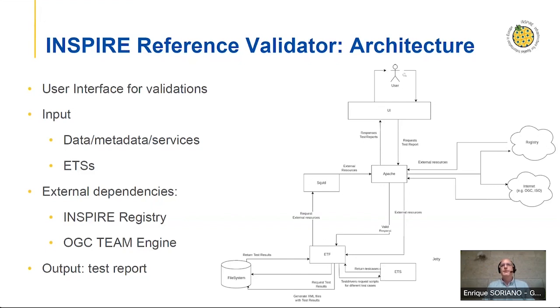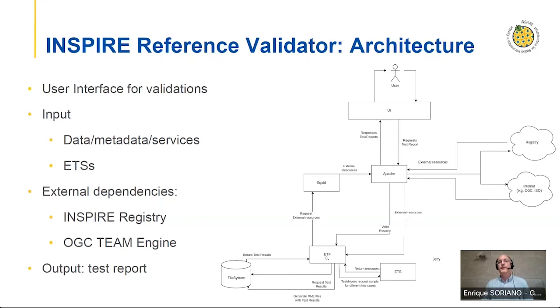We have the user, who has data or a data set of services and is having the UI. The UI is the one that we have seen before, the blue UI, let's say the INSPIRE Reference Validator UI. It makes the request, and this request goes to a module which is an Apache, which makes some operations here in order to channel the information. It goes to the ETF through the API, and then the ETF makes use of the ATSs and produces a test report.